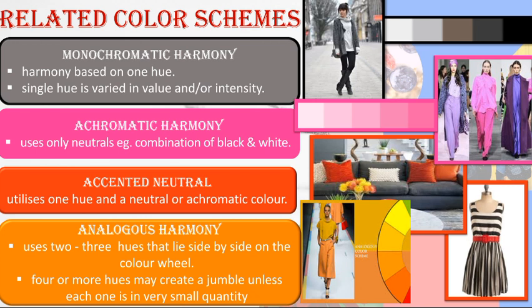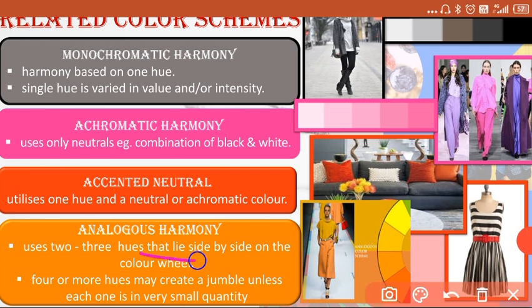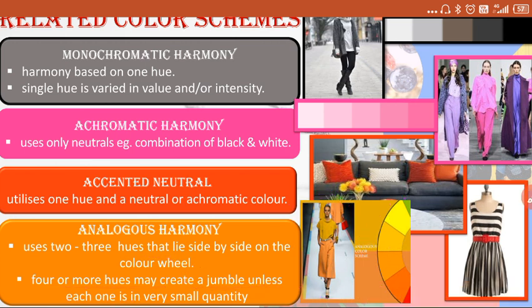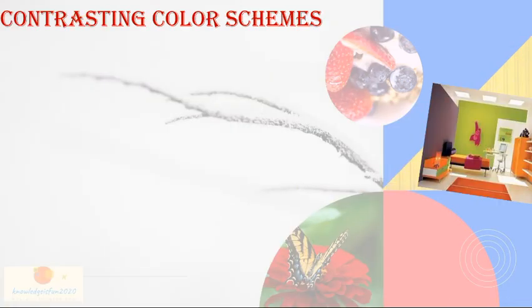Then we have the analogous color scheme. Again you have to consider the color wheel. It makes use of 2 or 3 hues which lie side by side on the color wheel. This is color wheel, yellow to orange. If we make use of these 4 colors, this is analogous color scheme, as you can see here. If you combine 4 or more hues, it creates a jumble, a confusion, until and unless all the shades are in very small quantities. So balance is required while making use of analogous color schemes if the colors are in bigger quantity.